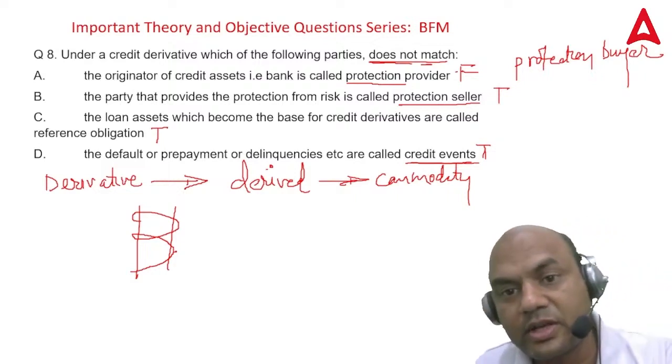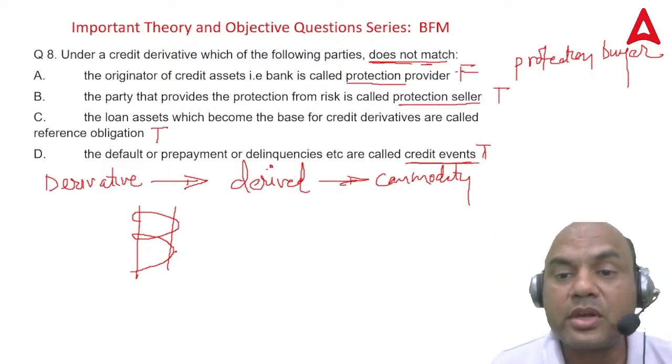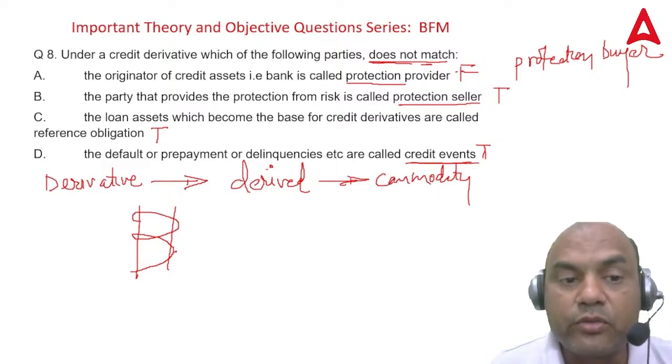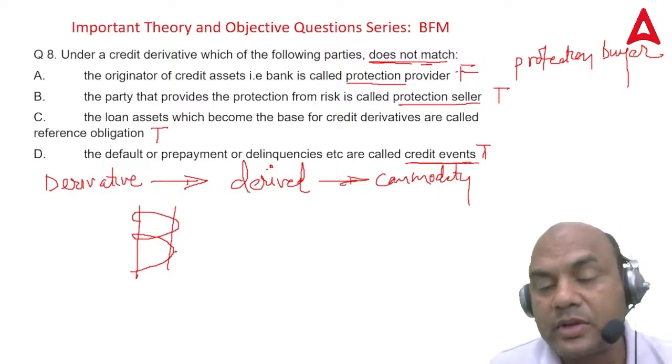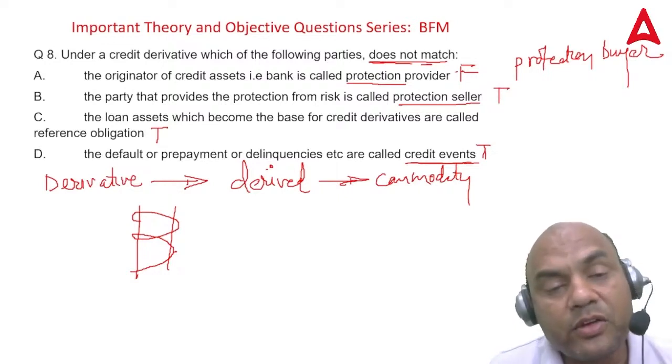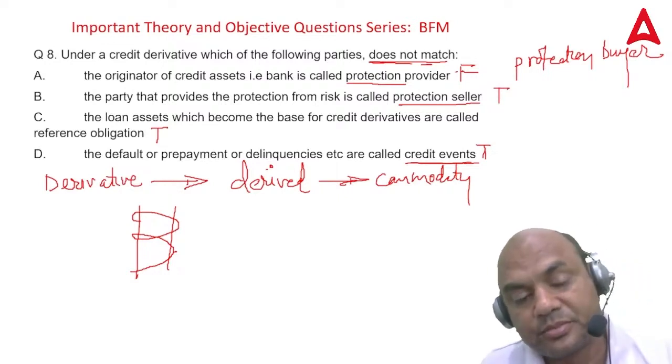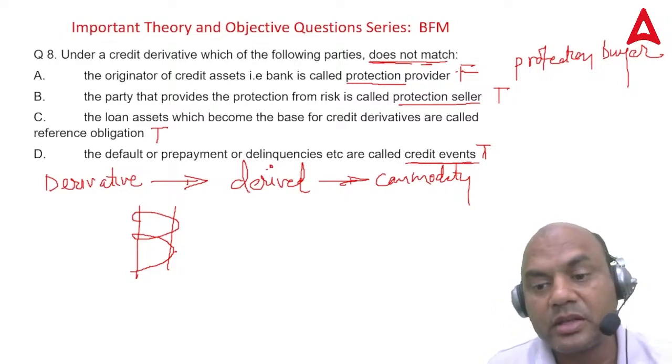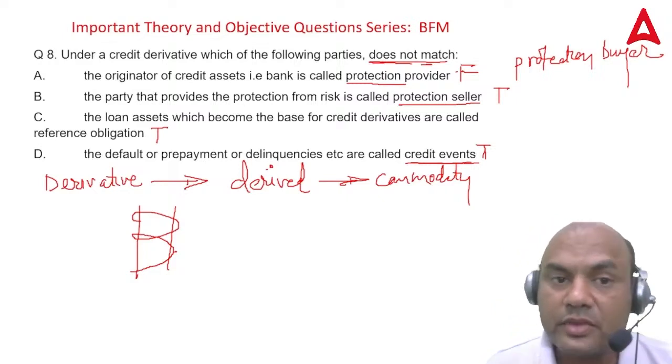Got it, everyone? Very important terms over here: protection seller, reference obligation, and credit events. Three important terms have come to you, and any of these three can come in the exam. Got it, everyone? Clear? Are you finding it difficult? No, no?